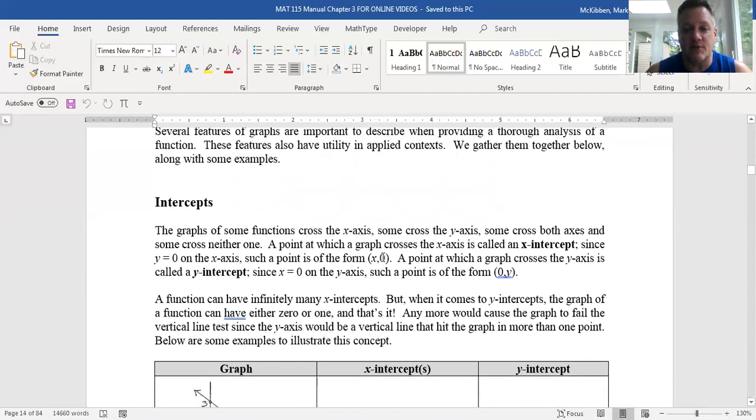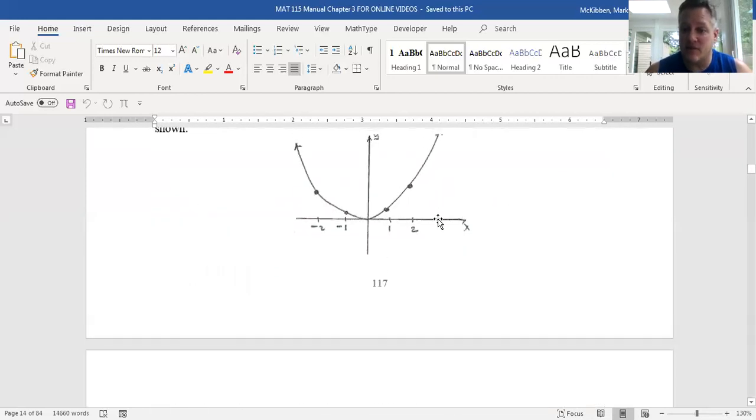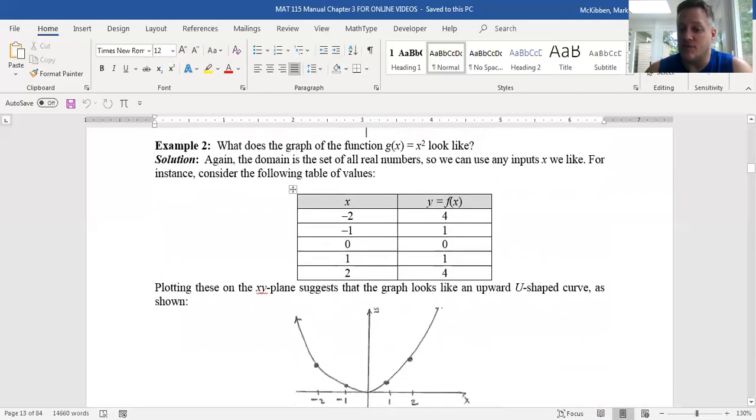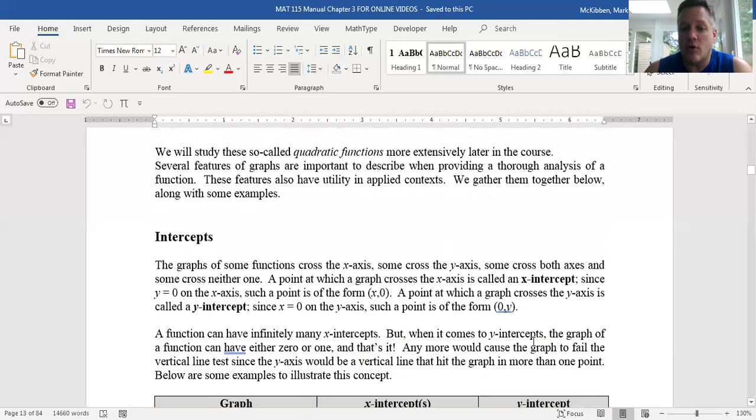All right, so now let's talk about some attributes. Intercepts, right? So the graphs of some functions cross the x-axis, some cross the y-axis, some cross both, some cross neither, right? So it just depends on what the nature of the graph is. But a point at which it crosses the x-axis is called an x-intercept. And on the x-axis, at any point on this x-axis, the y value is equal to 0, right? And so the point x comma 0 would be the form of an x-intercept, right? And same way a y-intercept would have to have a form of 0 comma y, because on the y-axis, the x is 0.